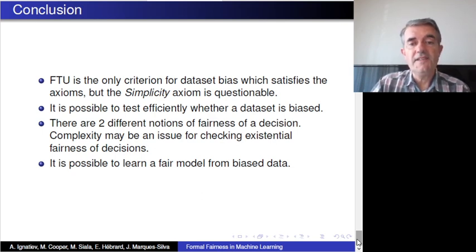Now, the fairness of a decision is more complicated. There are at least 2 different notions of fairness of a decision, and complexity may be an issue, especially for checking the existential fairness of a decision. But most importantly, as a take-home message, I think that we need to emphasize that we've shown that it is possible to learn a fair model even from biased data.